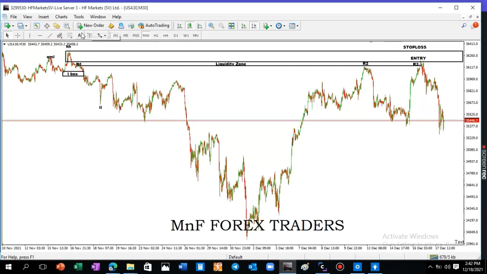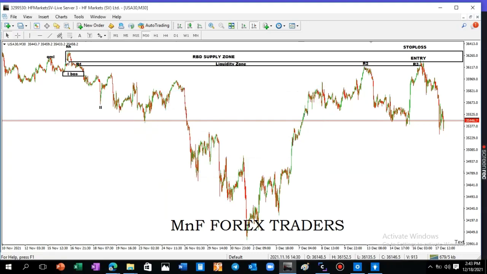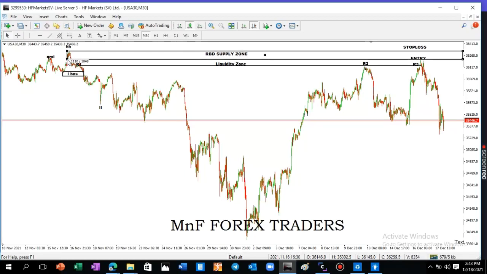And then here we have a rally base drop supply zone. This is a rally base drop supply zone. That's what we have here. Yeah, like that. This was a beautiful setup.